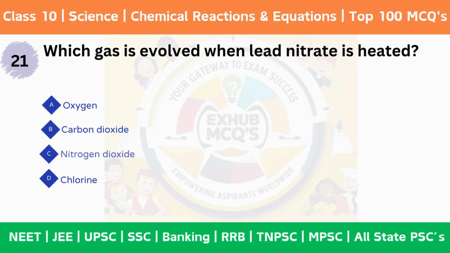MCQ 21. Which gas is evolved when lead nitrate is heated? Option A, oxygen. Option B, carbon dioxide. Option C, nitrogen dioxide. Option D, chlorine.